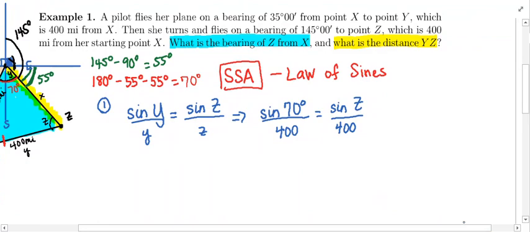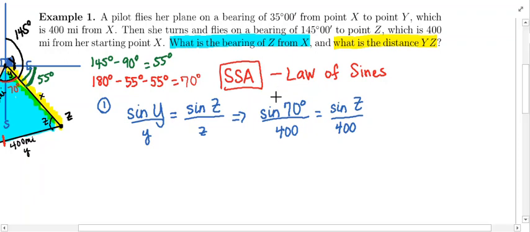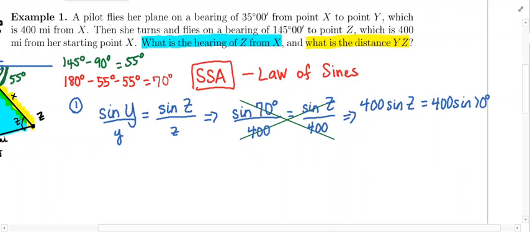We have one fraction equal to another, so how do you solve something like that? Well, you cross multiply. Anytime you have one fraction equal to another, this times this has to be equal to this times this. So if we do that here, this is going to tell us that 400 times the sine of Z is equal to 400 times the sine of 70 degrees. That's what we have so far, and now I'm going to solve for angle Z.